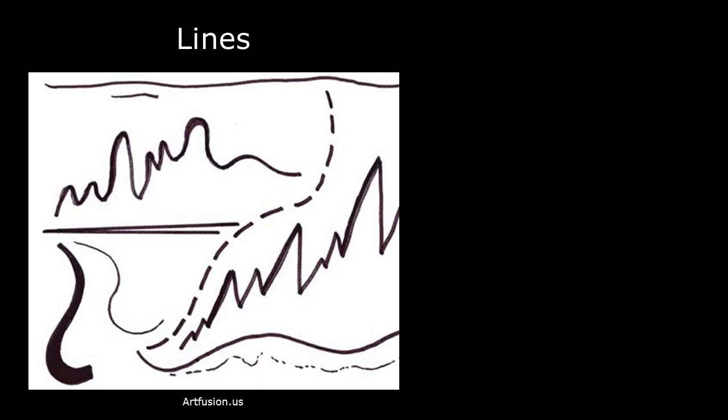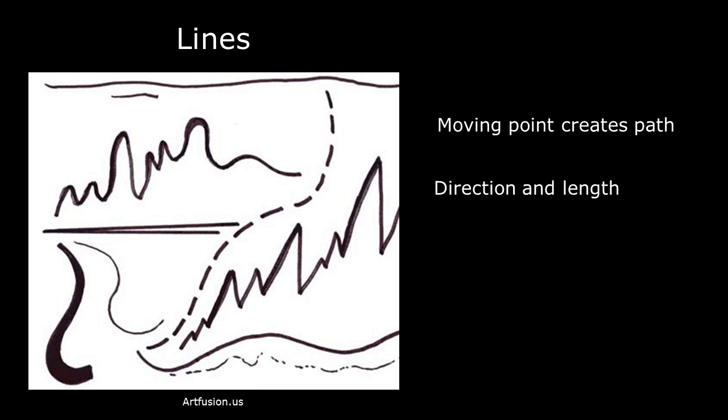Lines are the paths created by moving points, and therefore always have direction and length. There are 2 kinds of lines: actual lines connecting all the points, or implied lines with gaps between points. In 2-dimensional representations, edges of shapes and contours of forms are perceived as lines.